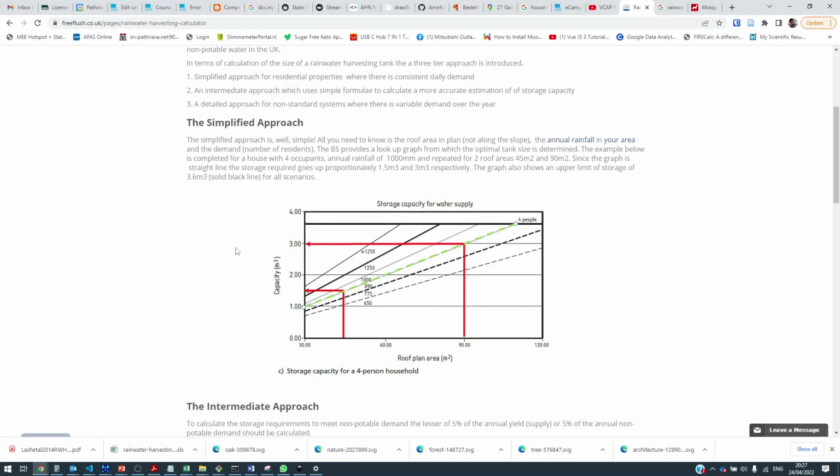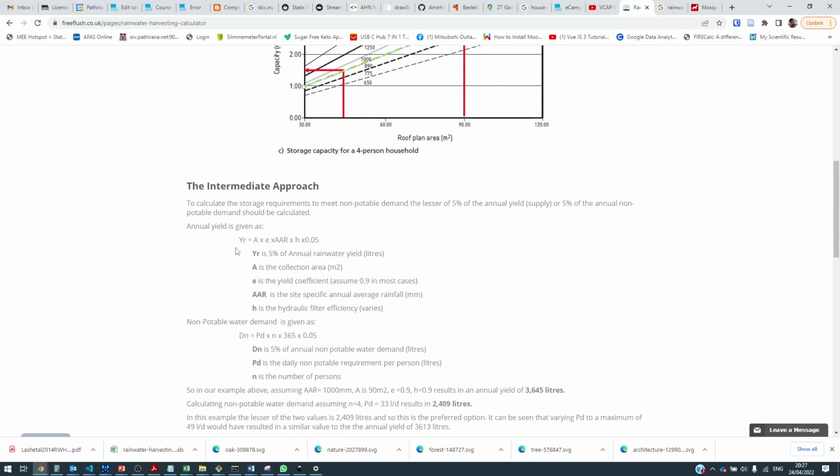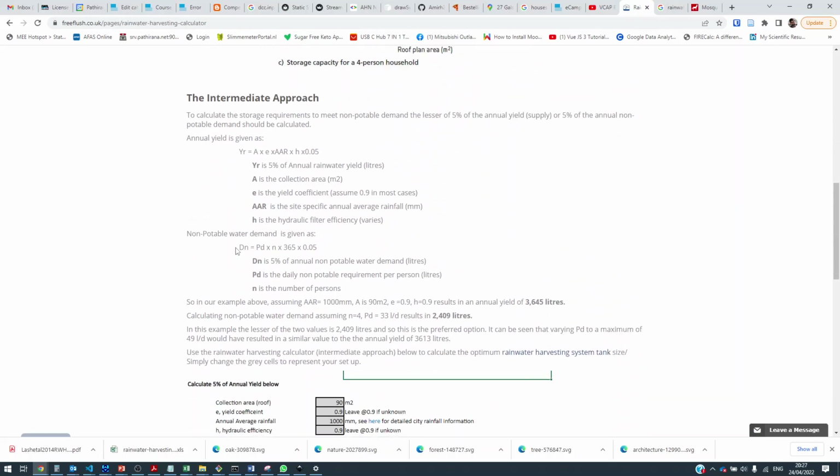And the second, so-called intermediate approach, is you can calculate 5% of the annual water yield. That is the amount of water you get from your roof, from the rainfall, and you take 5% of that. And then you also calculate the non-potable water demand per year, and you calculate 5% of that as well. Then if this number is bigger, then you have enough water. If this number is bigger, you have enough demand. So to match it, you select the minimum of the two.